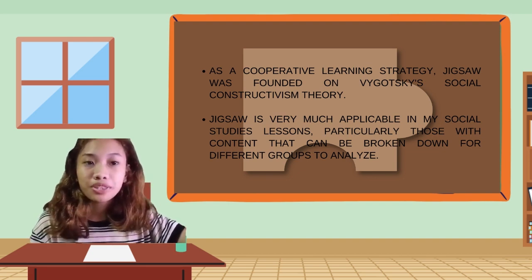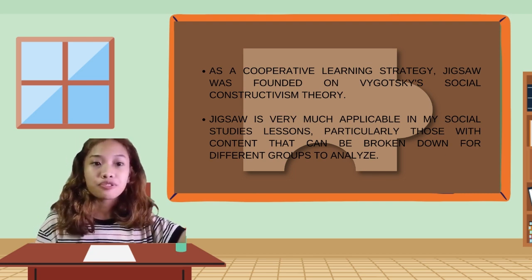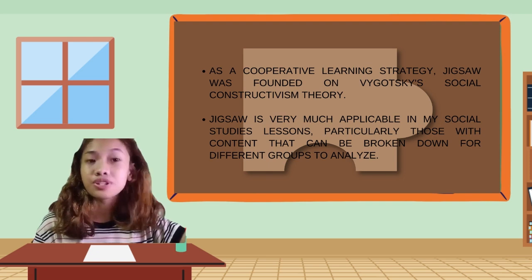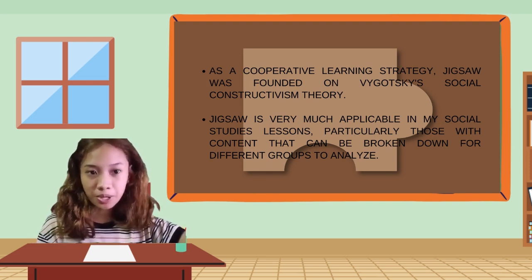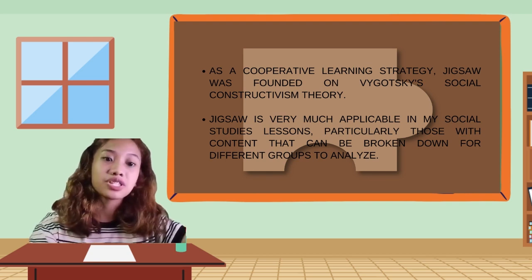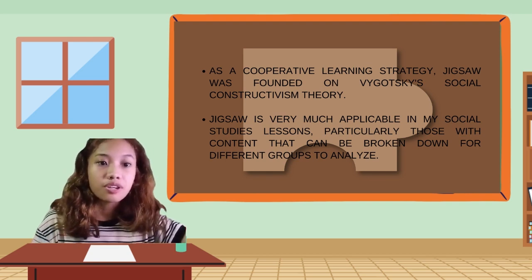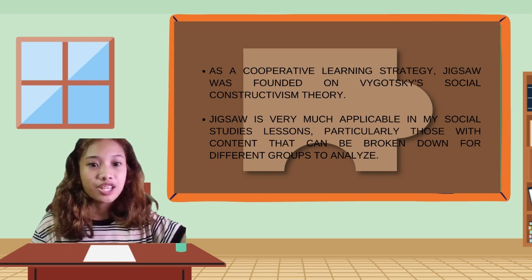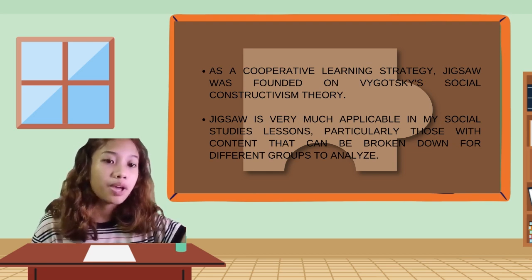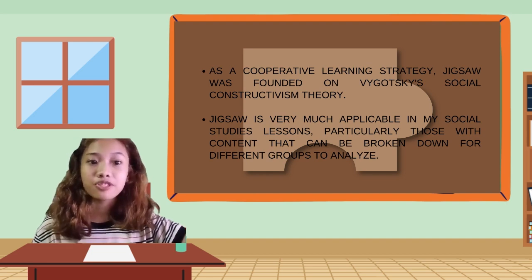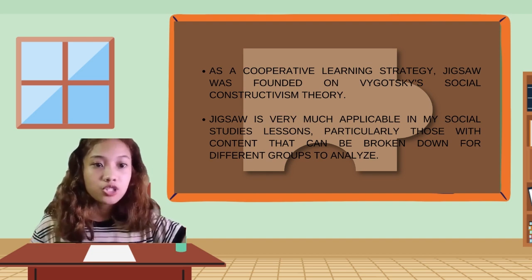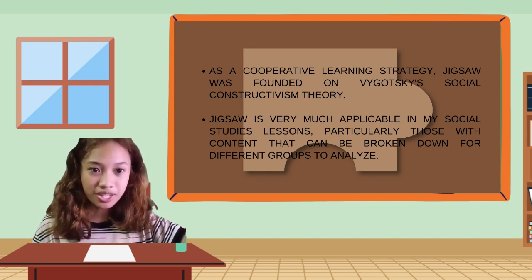So as for cooperative learning strategy, Jigsaw was founded on Vygotsky's social constructivism theory, which suggests that children develop knowledge through social interaction. The strategy was given such a name because the process resembles a jigsaw puzzle. The different parts of the lesson, compared to the puzzle pieces, are distributed among students, and they have to communicate and work together to arrive at the complete information.